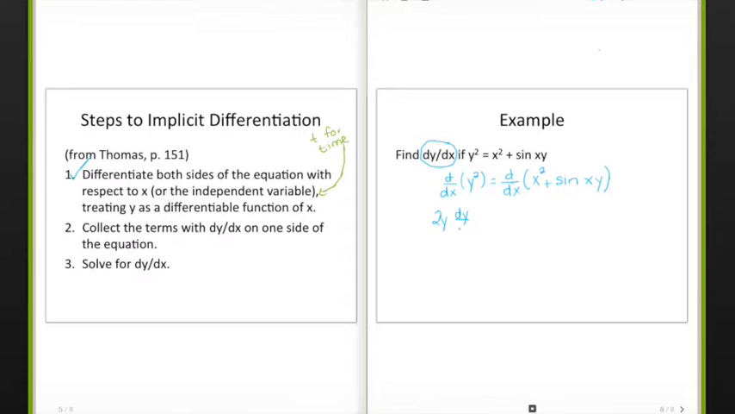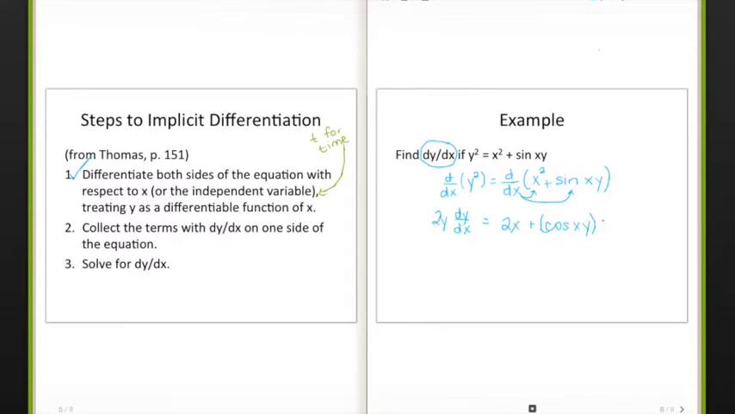If we take the derivative of the left side, we'll get 2y, treating it as a differentiable function of x. And then we put dy/dx, reminding us that we are working with that y variable. On the other side, we have to remember to distribute this operation. The derivative of x squared is 2x. And then we have to take the derivative of sine xy, which would be cosine xy.